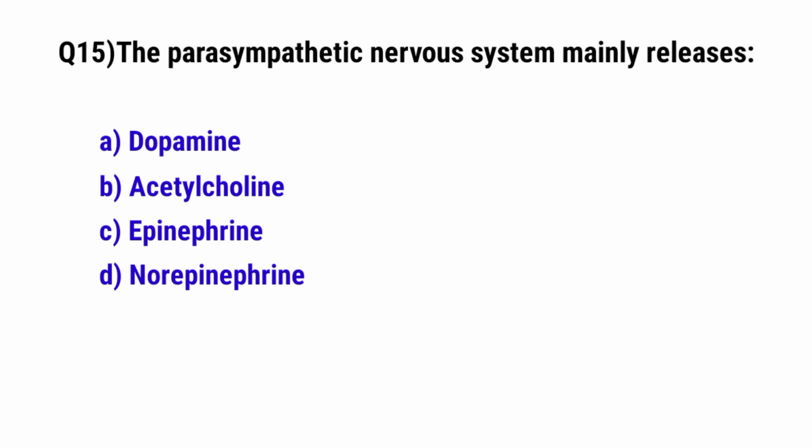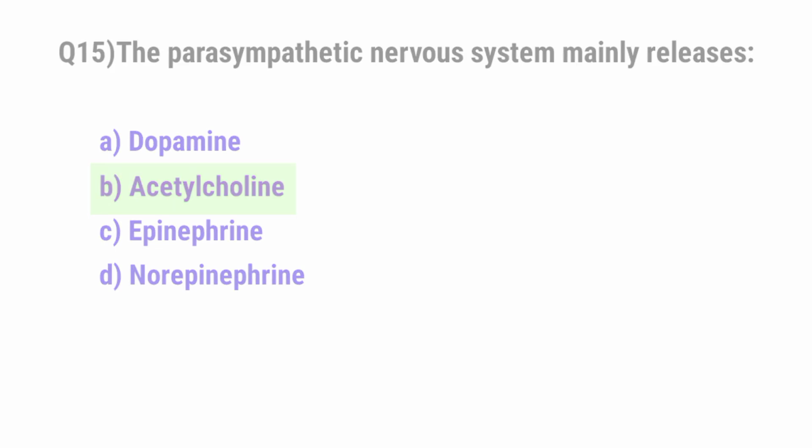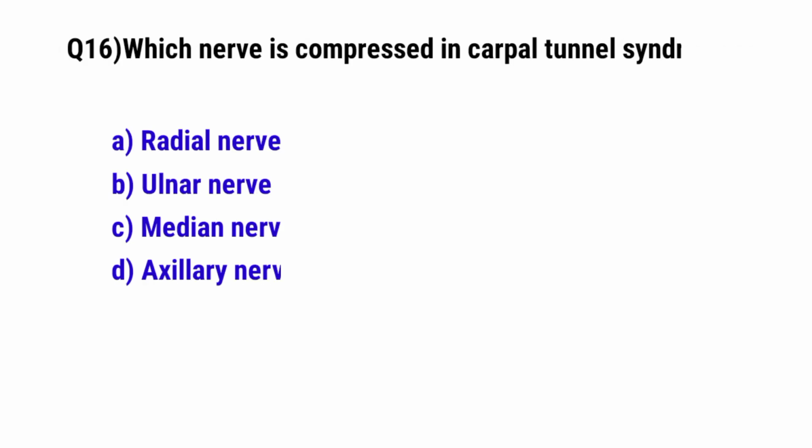Question number 15. The parasympathetic nervous system mainly releases. The correct option is B. Acetylcholine. Question number 16. Which nerve is compressed in carpal tunnel syndrome? The correct option is C. Median nerve.